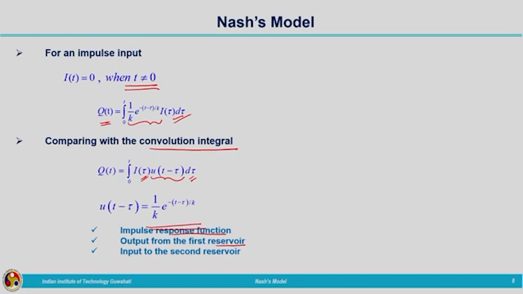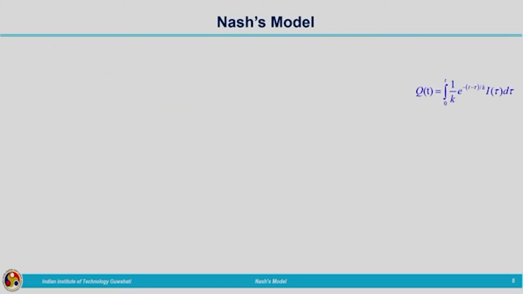According to the Nash model, this output is the input to the second reservoir. So this expression can be simplified in this form: U(L) is equal to 1 by k e to the power of minus L by k. This is the outflow from the first reservoir, so that can be taken as the inflow to the second reservoir. That is what we are going to do.